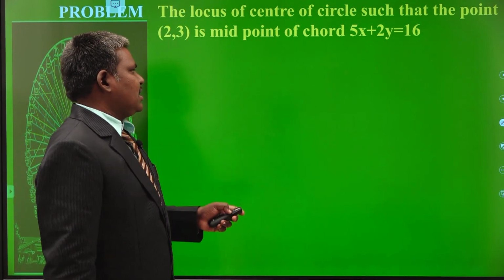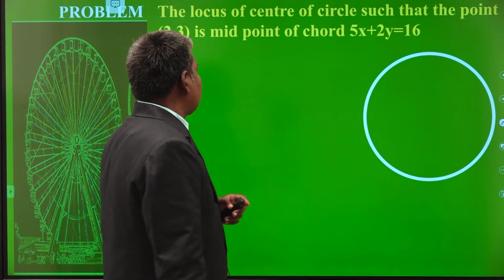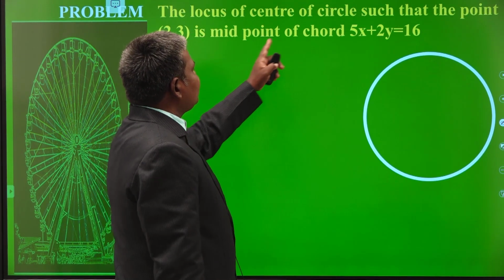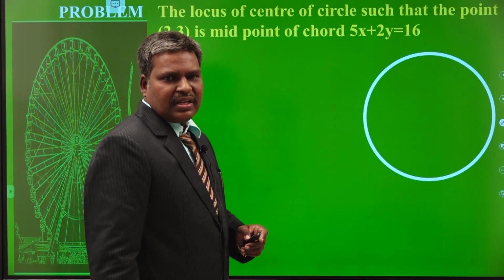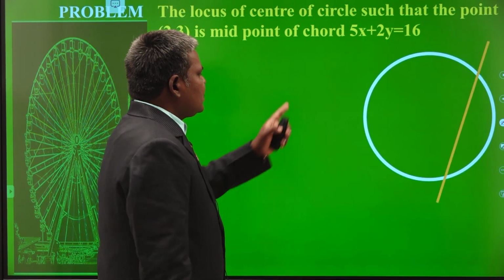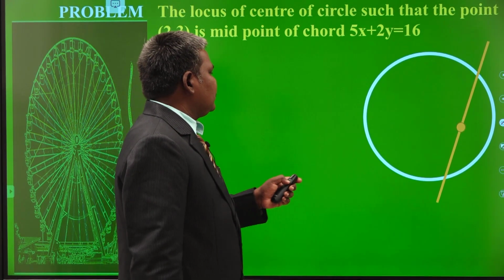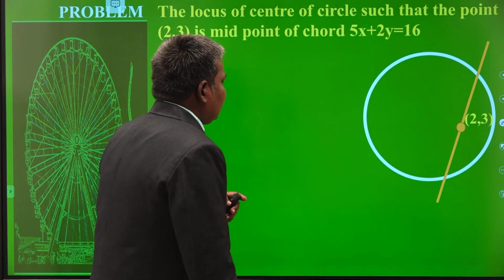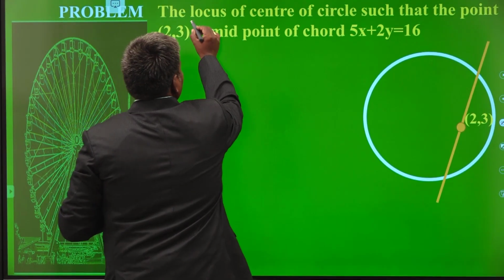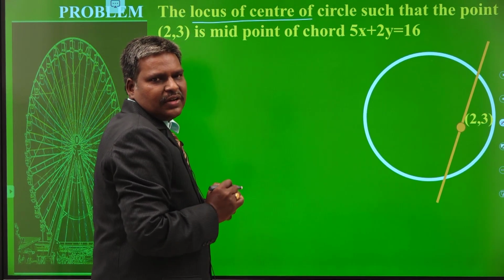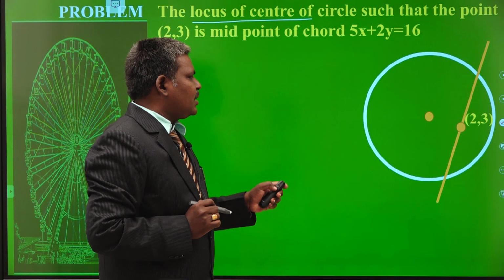Let us try to draw the rough diagram for this one. This is one of the circles whose center we are looking for, such that this point is the midpoint of the chord of the circle. This is the chord. Your midpoint is say (2, 3). This is the midpoint of the chord (2, 3). What you are going to find out is the locus of the center of the circle. This is the center of the circle as shown in the figure.